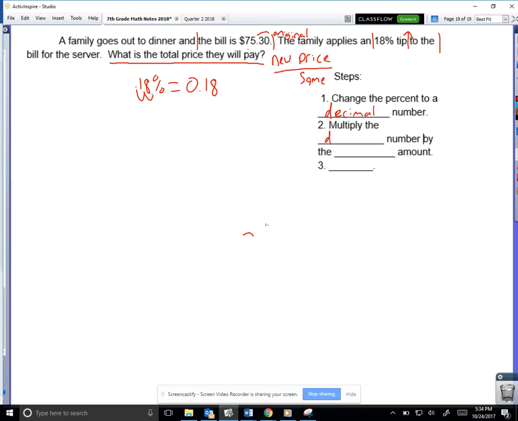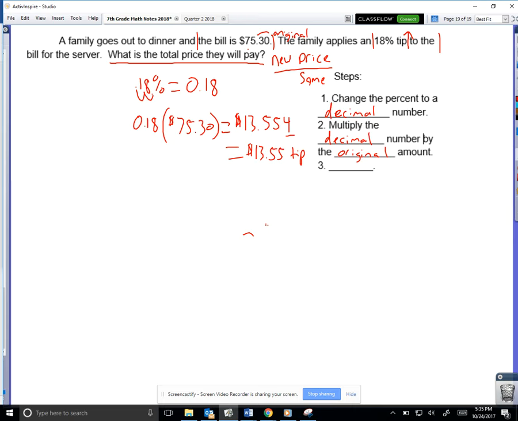Step number two, multiply the decimal number by the original amount. Okay, so I'm going to take 0.18. That's going to get multiplied by $75.30. And that will give me $13.554. Okay, so since we're talking about money here, I'm not going to need the 4, so I'm going to round this to $13.55. Okay, so that is the amount of the tip. That's the amount that's going to be put onto the bill.